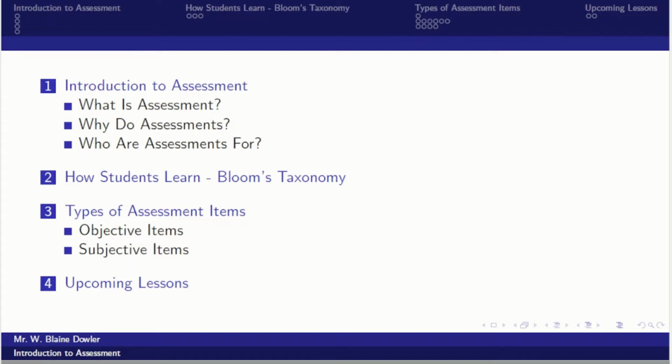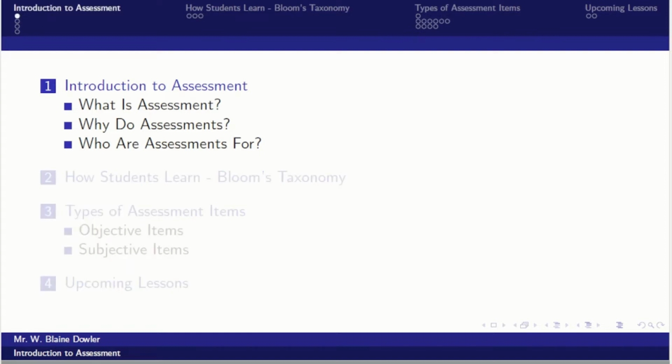So part of that introduction is talking about what assessment is, why we do it, who they're for. We'll talk a little bit about Bloom's taxonomy and how students learn, as well as the different types of assessment items. And points 1, 2, and 3 will be in separate videos, with point 4 included in the video for point 3.